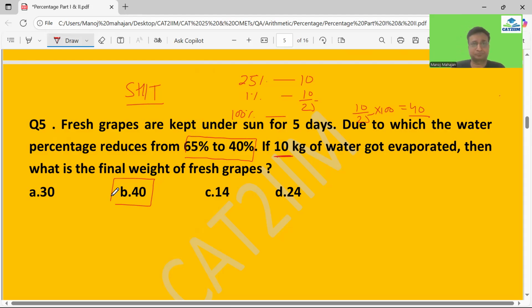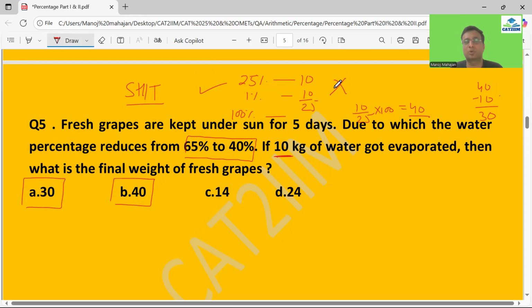Some of them would look forward to subtracting 10 from here so that they get the final, they are thinking, which is option A over here. So this is also incorrect. So both options A and B are incorrect because the concept which you applied over here was actually not correct.